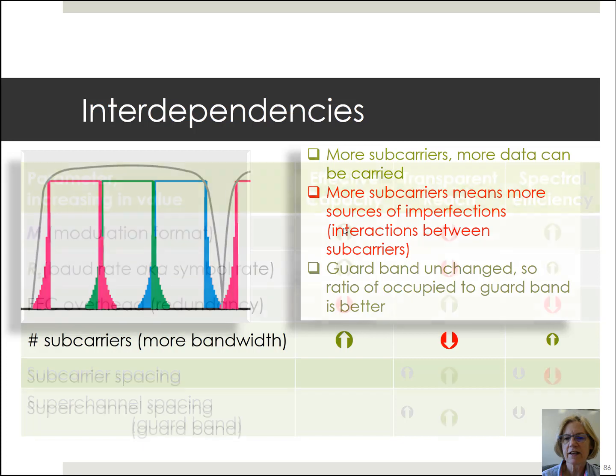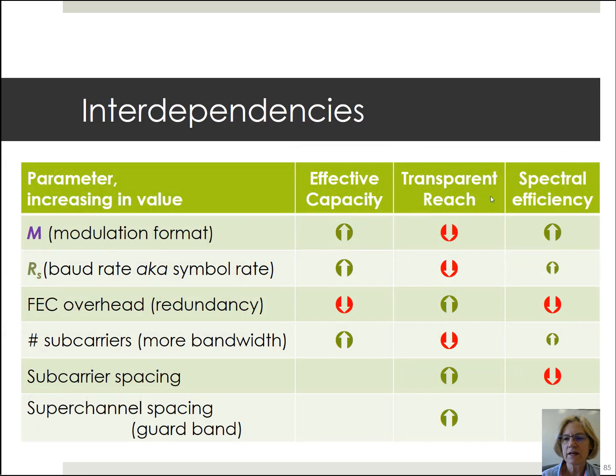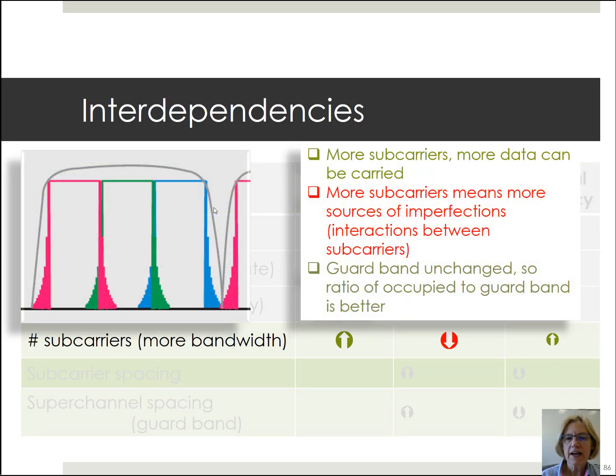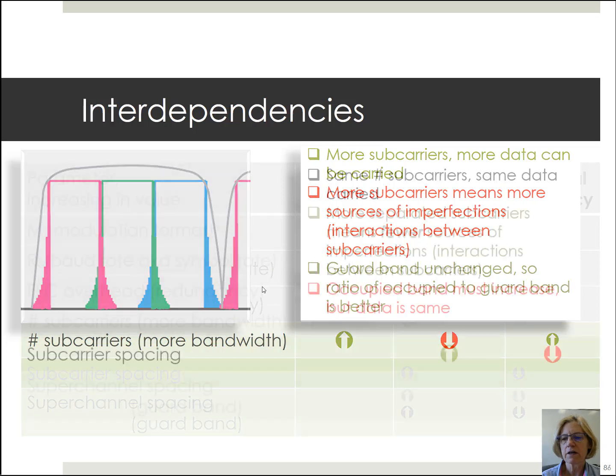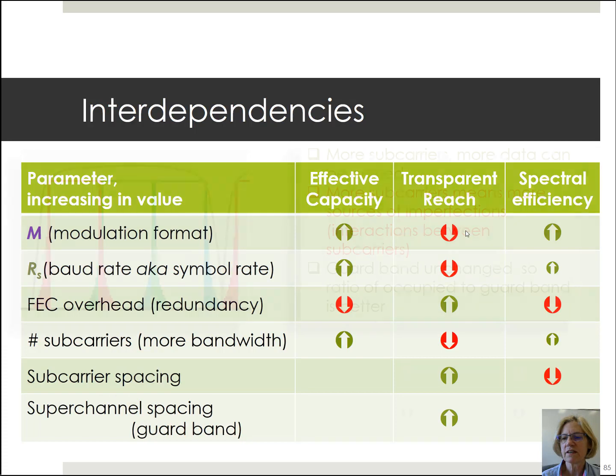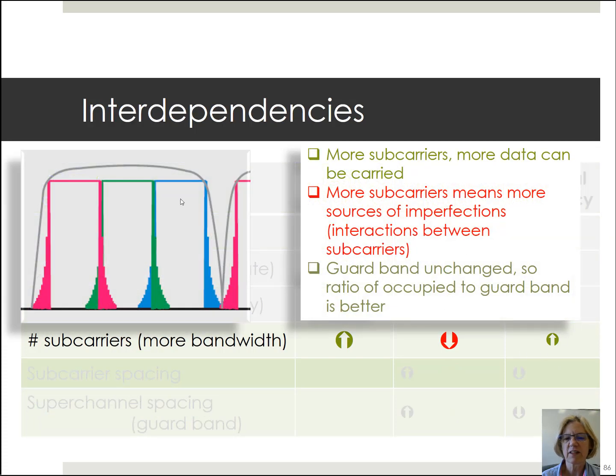So because of that, when I'm adding more subcarriers, I'm also reducing the transparent reach. And finally, the guard band should be pretty much unchanged because, if anything, I'm going to get an even sharper roll-off. So I'll assume that this guard band wouldn't have to change, or might get better. So I would say that the spectral efficiency might go up a little bit because I have a sharper roll-off.